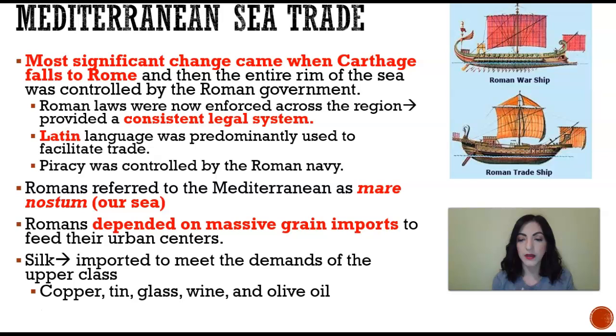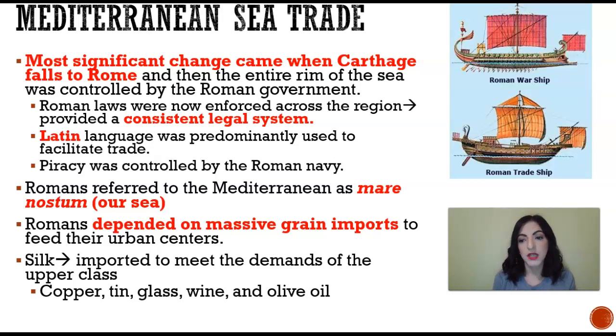Language, as far as it was used along these trade routes, tended to be Latin, because that is a language that was spoken by the Romans, and so it actually helped facilitate trade or make trade easier. Piracy was handled by the Roman Navy, and so I put pictures of two different ships there. The warship would have had the red sails. The merchant ship would have had the orange sails, so it's easier to differentiate between the two.